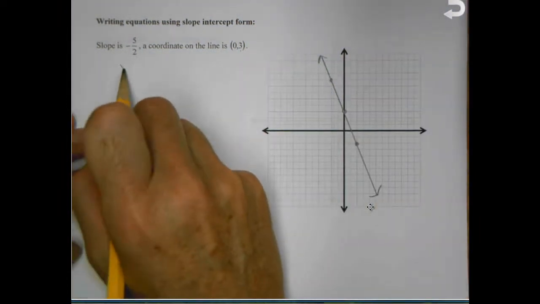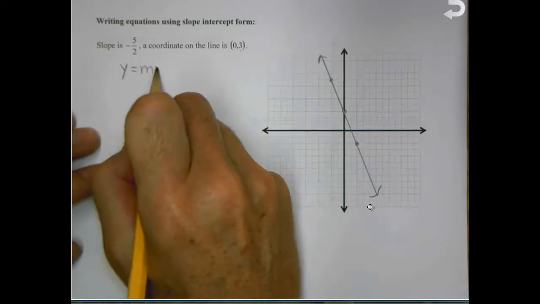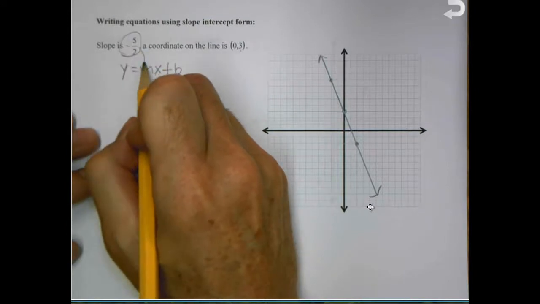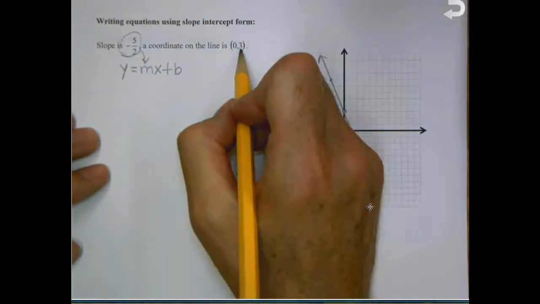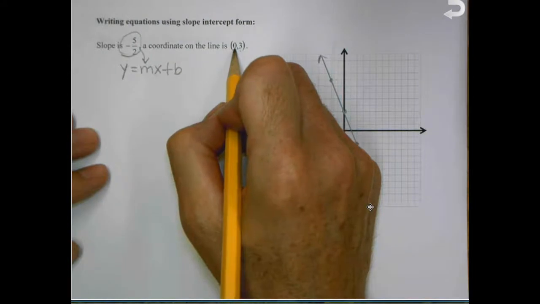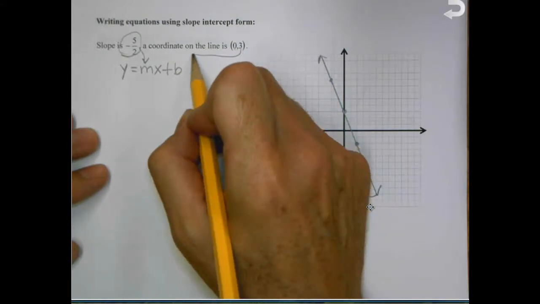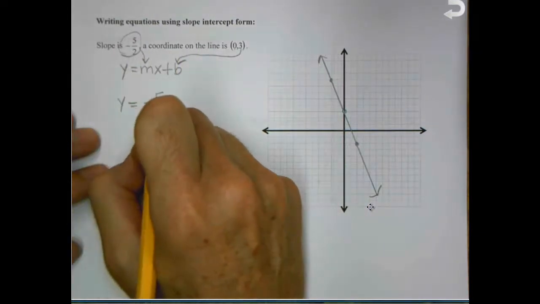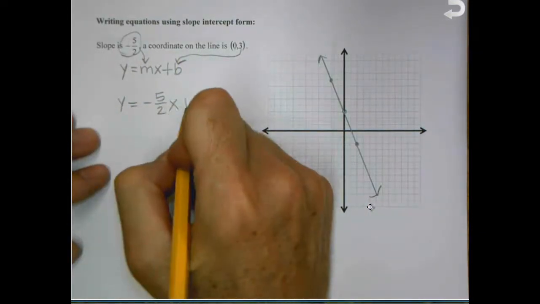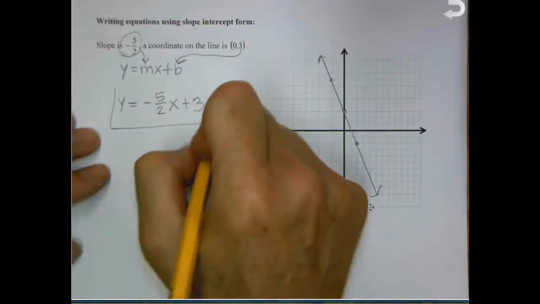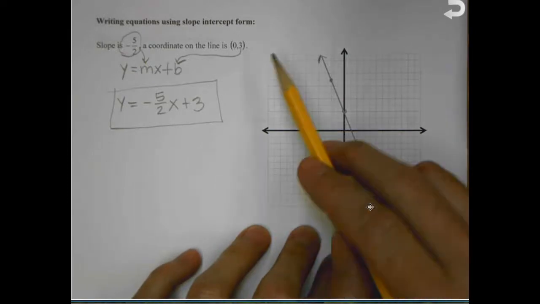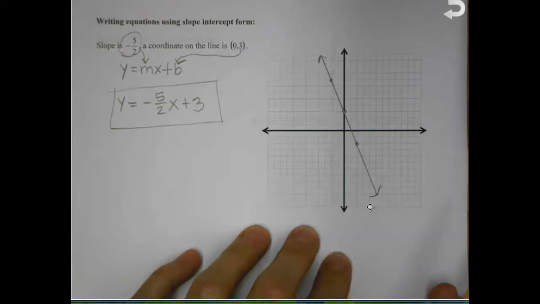I know that my slope intercept form is y equals mx plus b, and I know my slope is -5/2, that's my m, and my y-intercept starts with a 0, (0, 3), and that 3 is going to be my b. So I can write my equation as y equals -5/2 x plus 3. And there's my equation in slope intercept form. Now that worked really well because I actually had a y-intercept, and you have to make sure that you have that to be able to use this form.